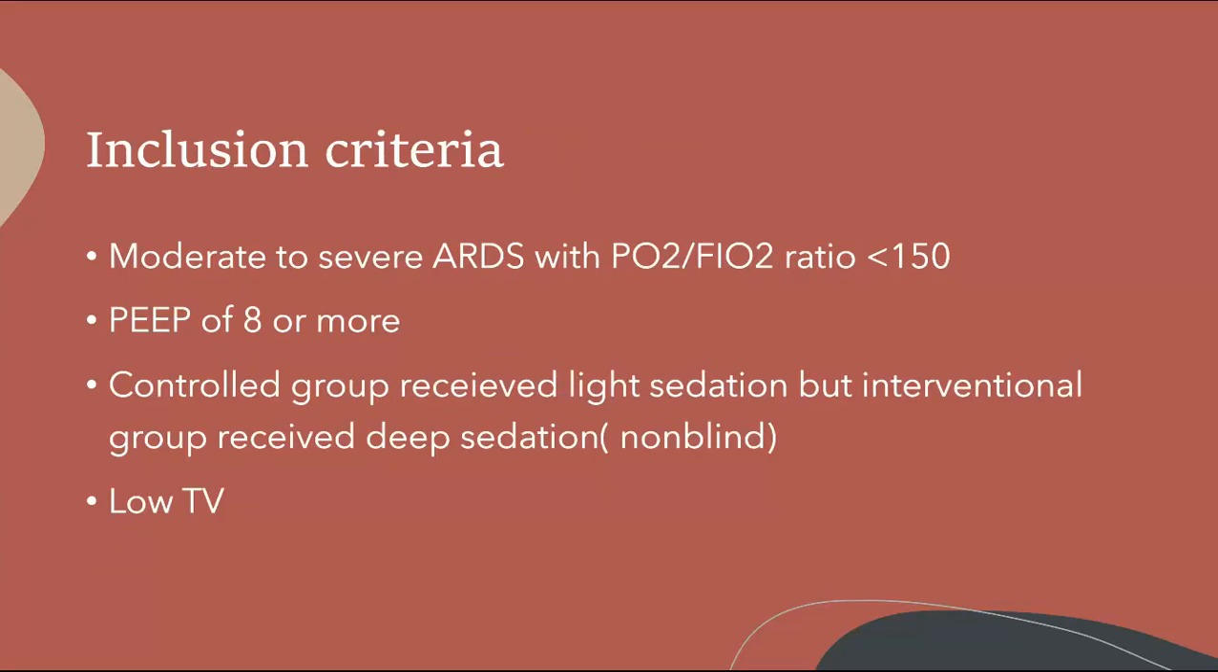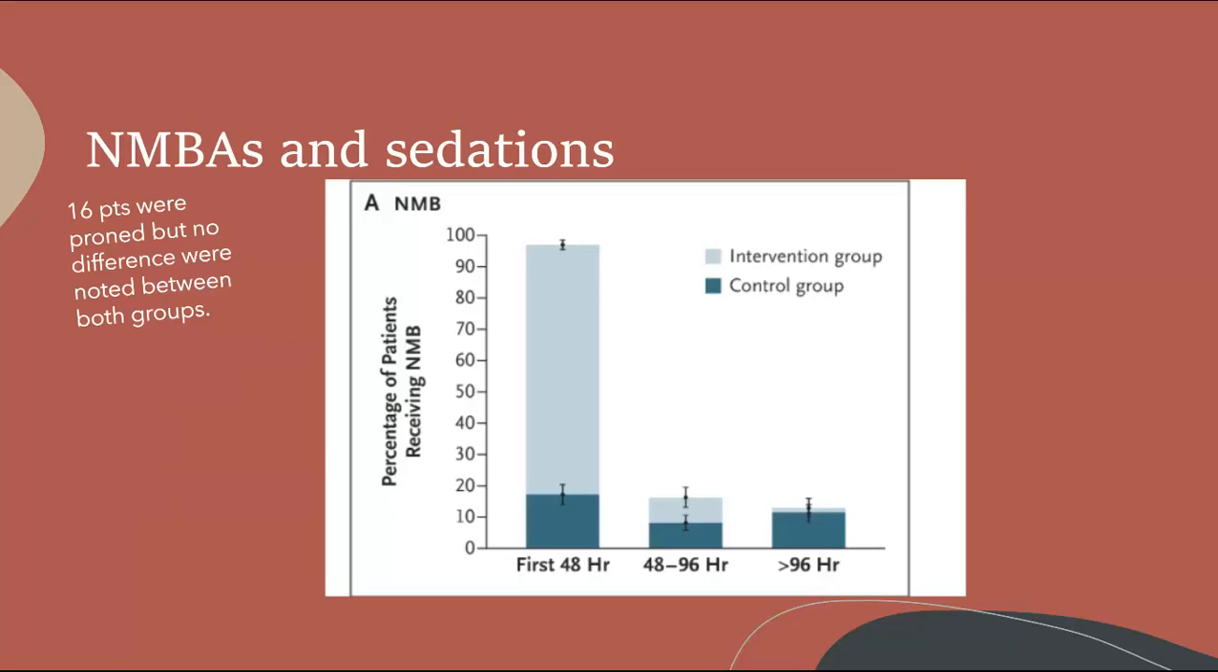The inclusion criteria are the same as the previous study: moderate to severe ARDS with a ratio less than 150. But the PEEP is higher here, and the control group received light sedation while the intervention group was deep sedation, and it was non-blind with low tidal volume. If you go deep into the ROSE study, even among patients included in the first 24 hours, they refused some, around 16 to 20 patients were on prone position.